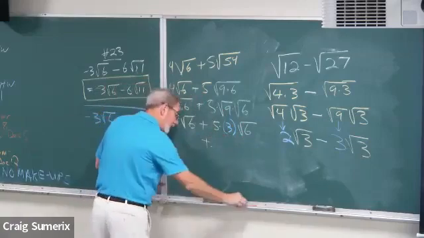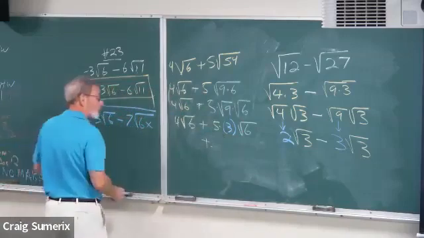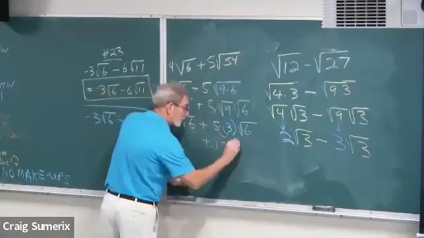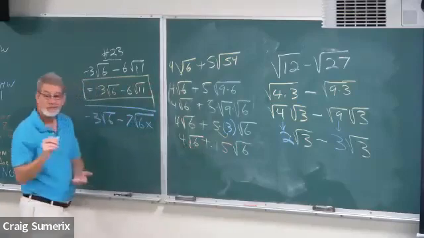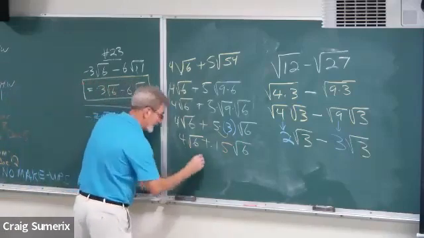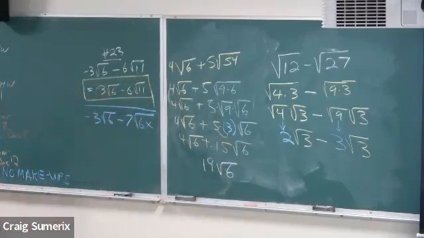5 times 3 is, what happened to my orange chunk? This would be 15 square root of 6. Are the insides the same now? So can you add them? And you'll get 19 square root of 6. And like always, you don't have to put all those steps in. I do it so that everybody follows where I'm going.